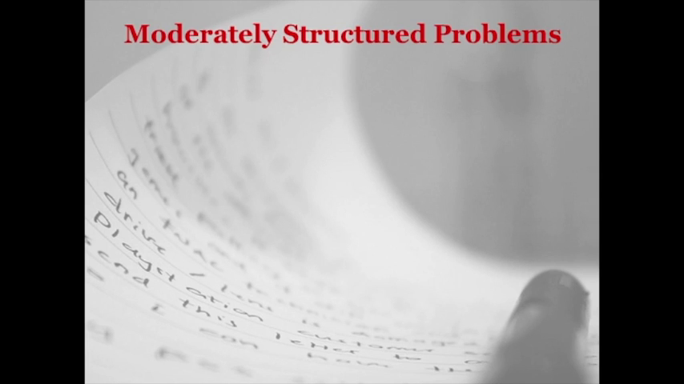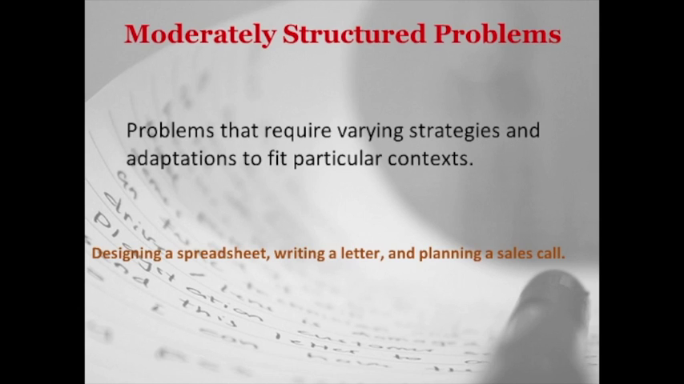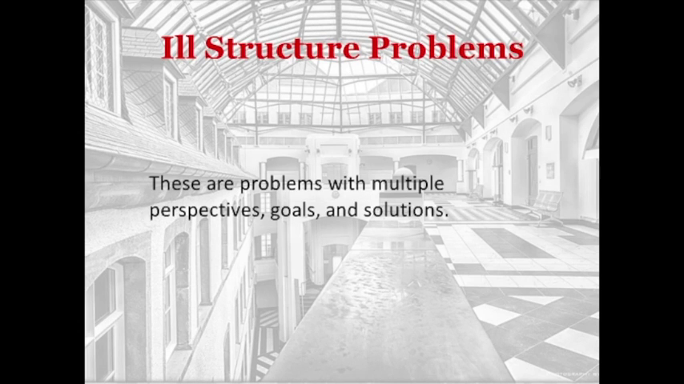Moderately structured problems are those that require varying strategies and adaptations to fit particular contexts. Often, there's more than one acceptable answer. Examples of these are designing spreadsheets, writing a letter, and planning a sales call. Ill-structured problems are those with multiple perspectives, goals, and solutions. There is no single, well-defined and agreed-upon solution, and there may not be a fully satisfactory solution at all. Art, architecture, and web design would fall under this category.